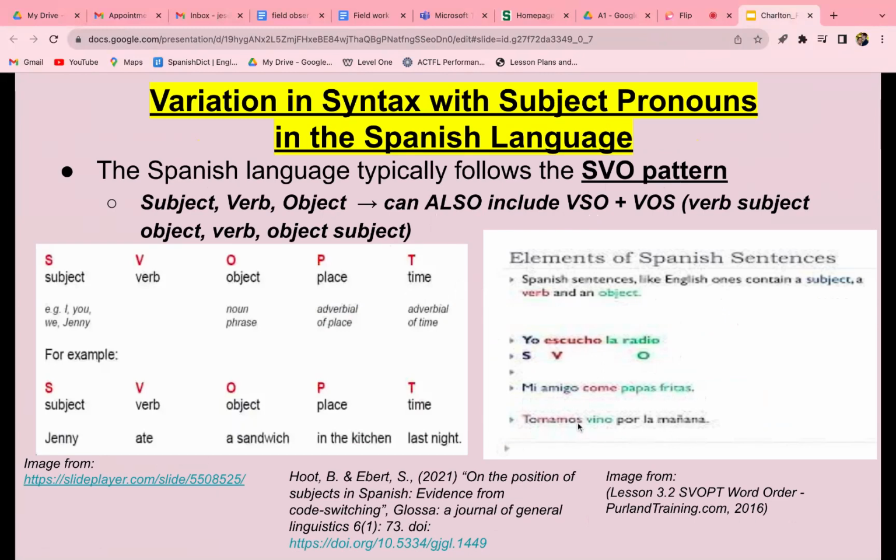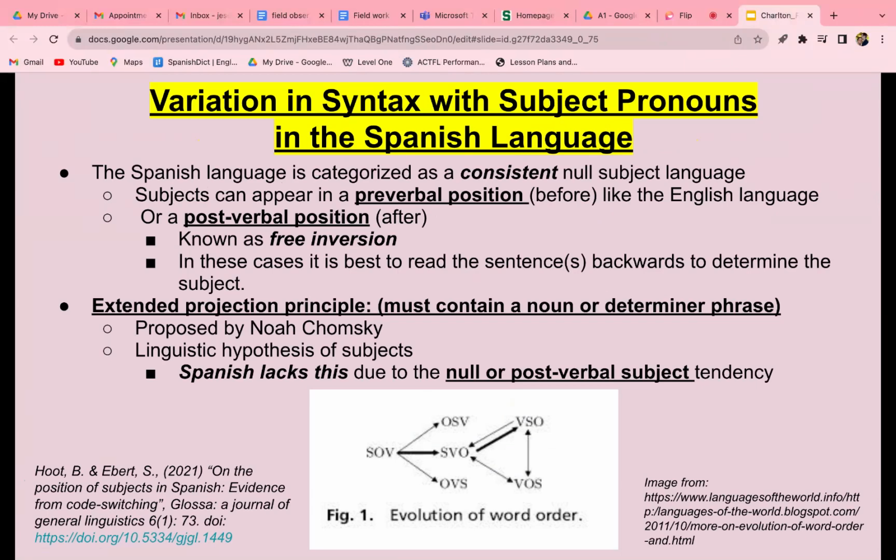We know that tomamos has to go with the nosotros subject pronoun, for we are doing it, because that AMOS morphology, that ending, is only going to go along with the nosotros subject pronoun. So in this instance down here at the bottom, you can see where it's already implied, you don't actually have to include it, which is very different from the English language.